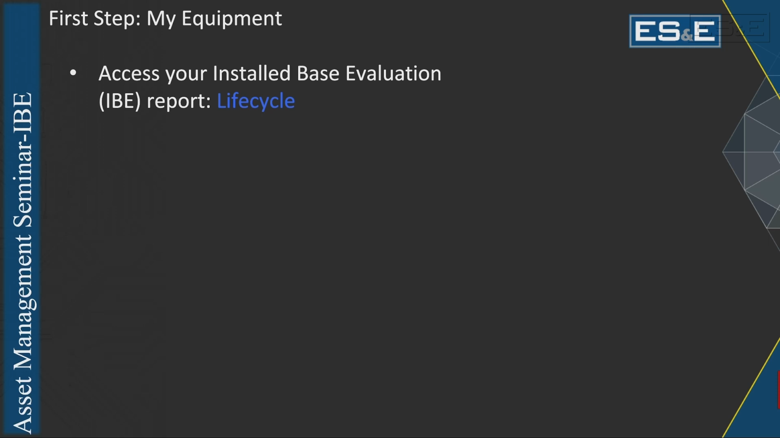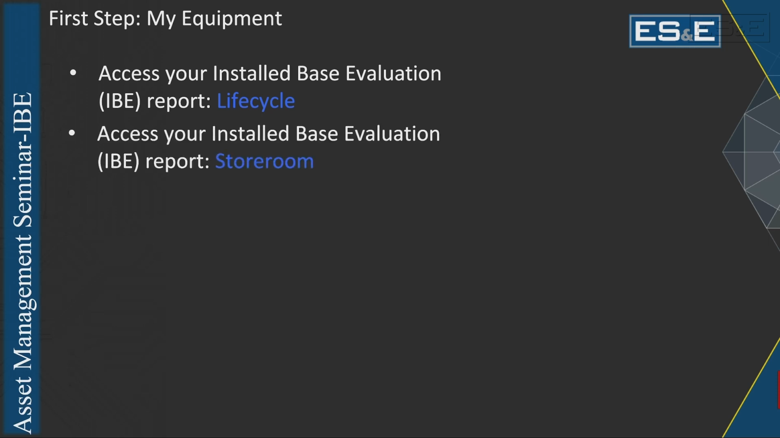So under the My Equipment, you can access the life cycle reports, which, like I said, update. So if something was active or active mature, and let's say it's gone end of life, that will update within your My Equipment report. And it's all on a dashboard that you can go in, log into, and see as well. Access your storeroom information.